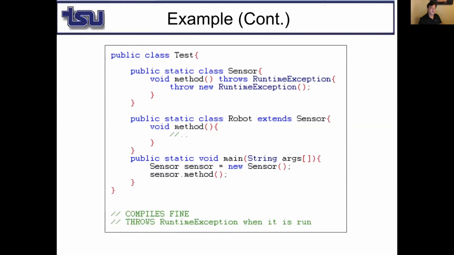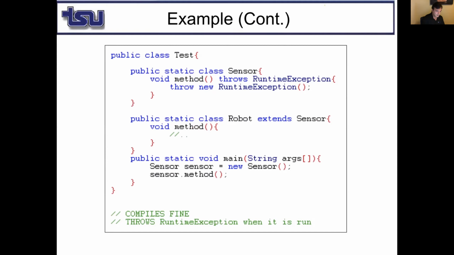But let's see how much you really understood object-oriented programming. Stop the video for a second and then we'll move on. So I have this sensor class. I have a robot class that extends sensor. I have a method, and I have overridden methods.